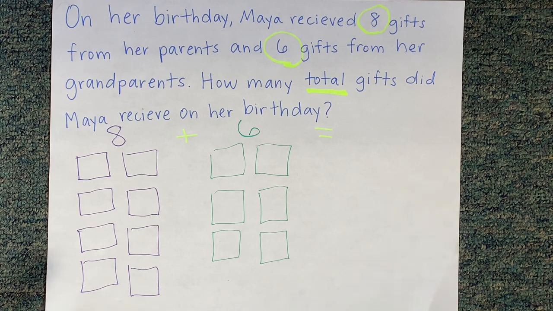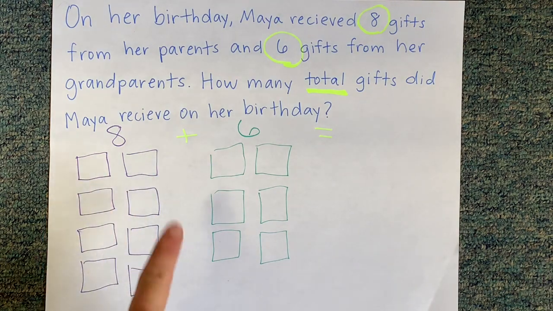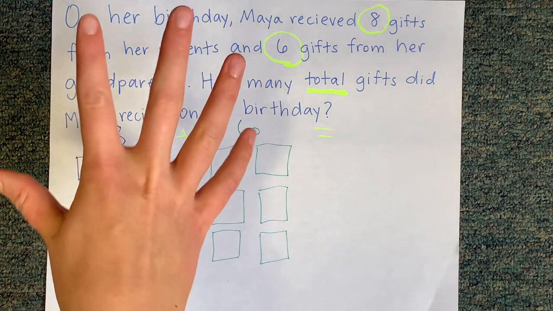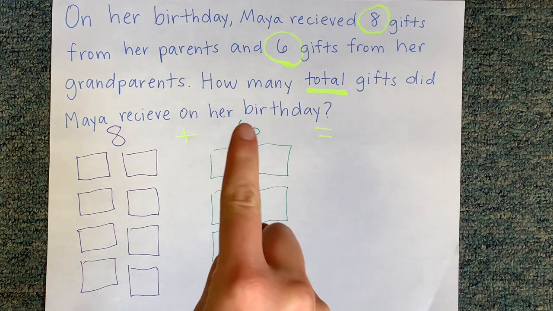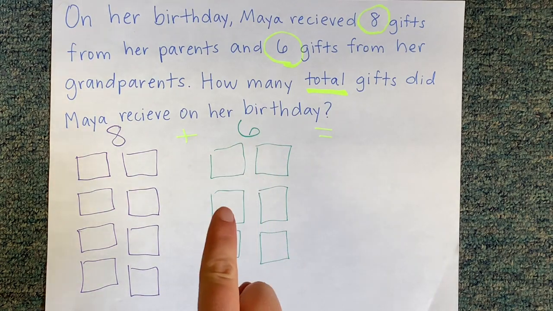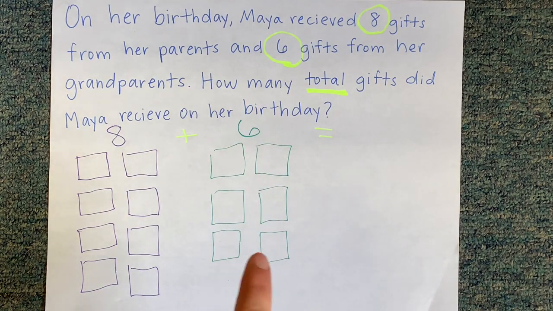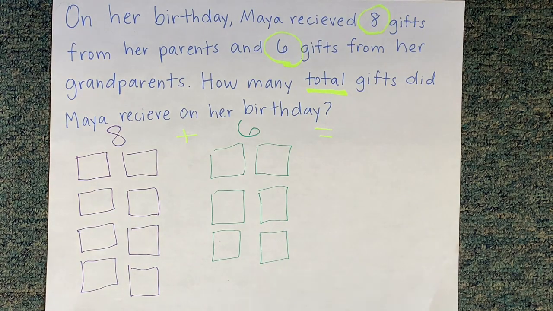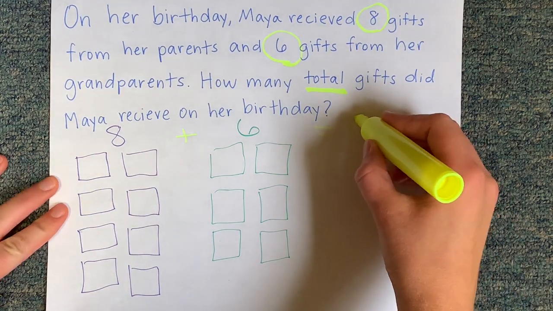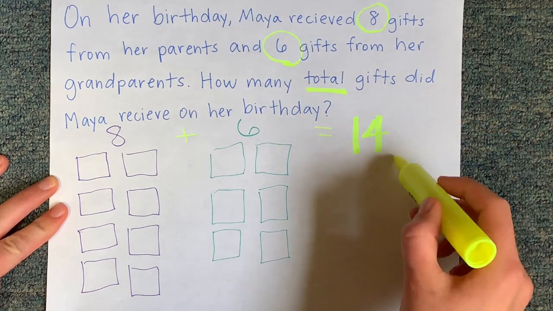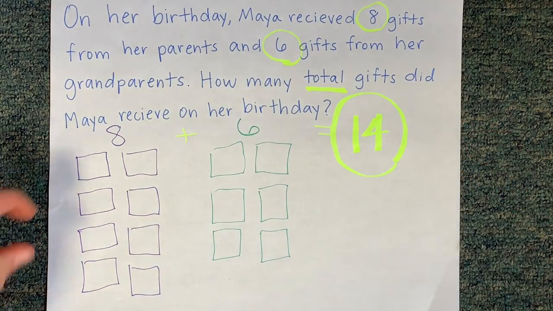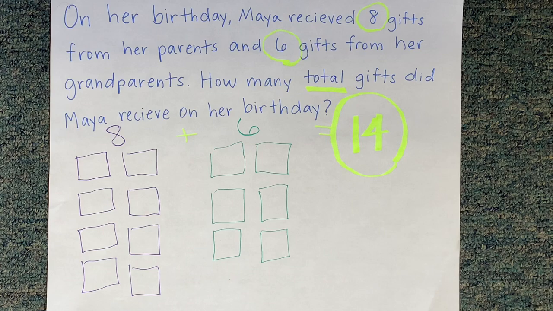And we can do that by just counting up all of our boxes. So we've got 8 boxes right here to represent the gifts that her mom and dad got her. So I'm going to grab those 8 and go 9, 10, 11, 12, 13, 14 gifts. Maya had a very special birthday and she got lots of gifts, 14 in total. And so that is how we would go about doing that word problem.